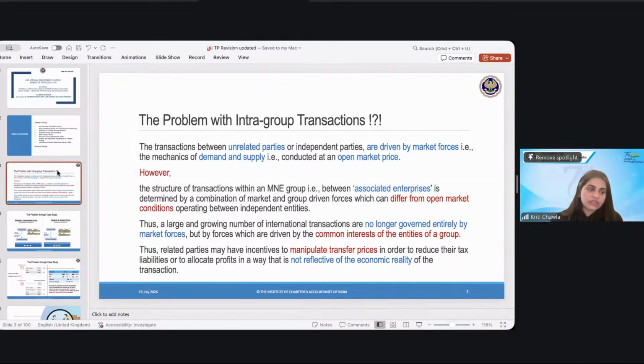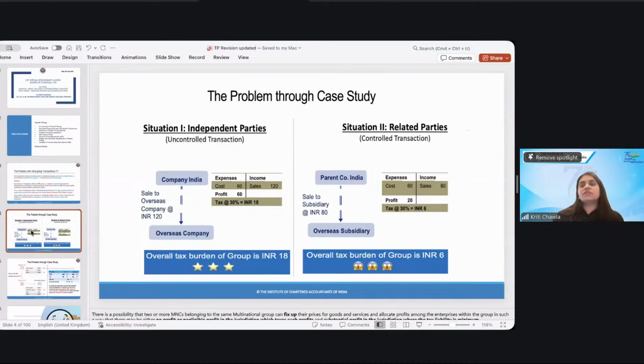And to make sure that those tax avoidance strategies do not happen, they've come up with something called transfer pricing. So coming back to the problem with intra-group transactions, the problem with associated party transactions, this is the problem that we'll be discussing through this case study.